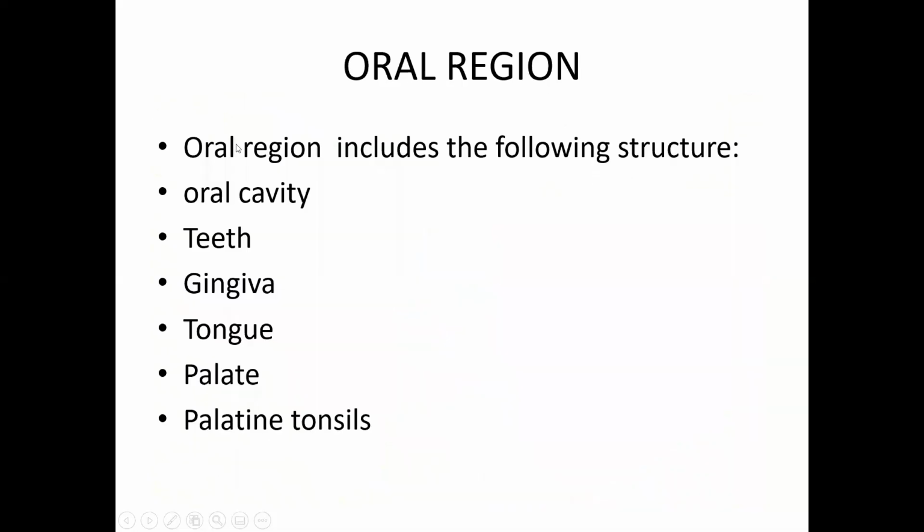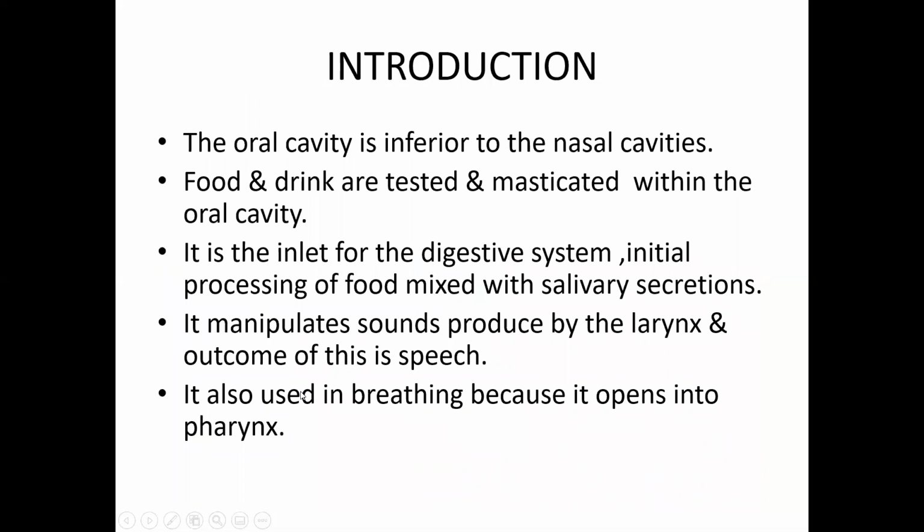You can see here in the oral region, we have the oral cavity, teeth, gingiva, tongue, palate, and the palatine tonsils. The oral cavity consists of two parts. It is inferior to the nasal cavity. Food and drinks are tasted and masticated within the oral cavity. It is the inlet for the digestive system. Initially, processing of the food occurs, mixed with the salivary secretions. It manipulates sound, and the end product is speech. It is also used in breathing because it opens into the pharynx.